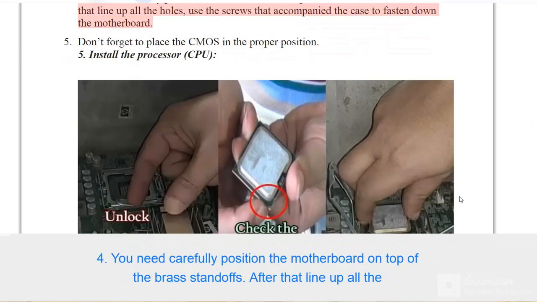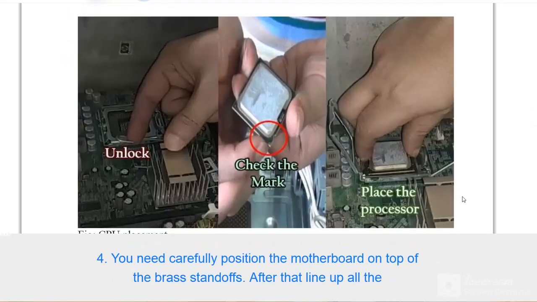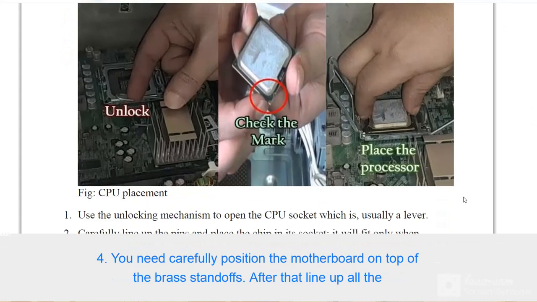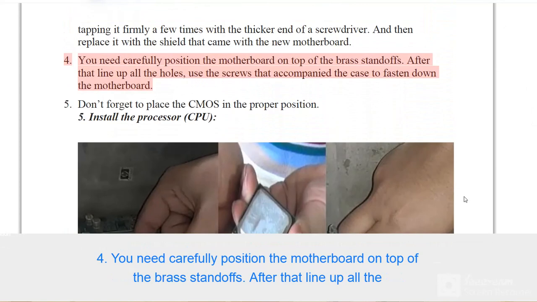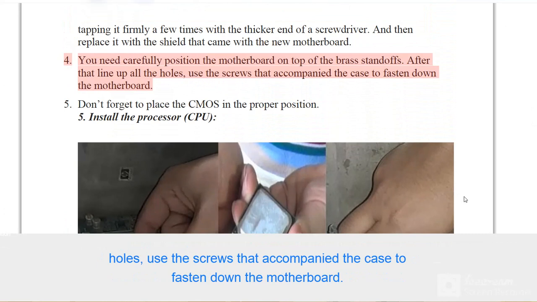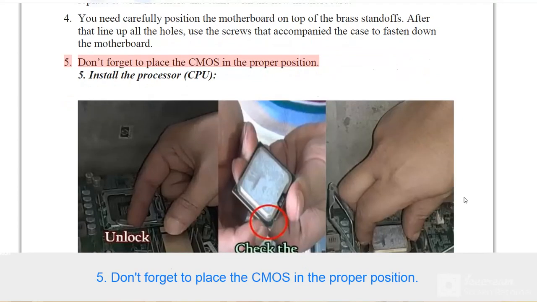4. You need to carefully position the motherboard on top of the brass standoffs. After that, line up all the holes and use the screws that accompanied the case to fasten down the motherboard. 5. Don't forget to place the CMOS battery in the proper position.